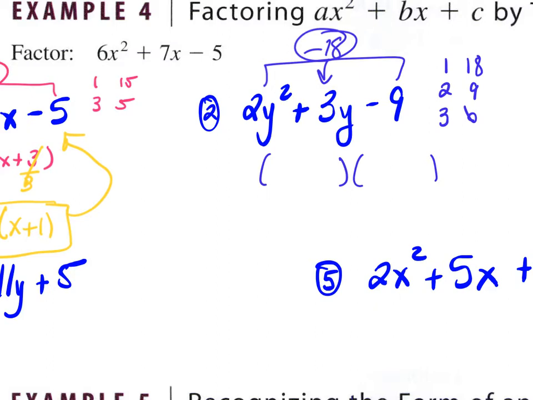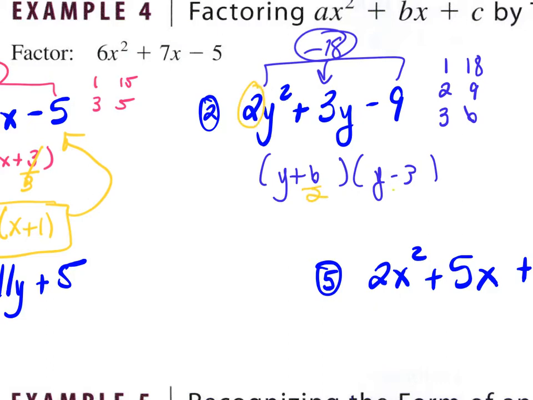3 and 6. So I'm going to say y plus 6 and y minus 3. Check here. 6 times negative 3 is negative 18. 6 plus negative 3, or 6 minus 3, is positive 3. So we're good. Now we're going to take the a term, which is 2.